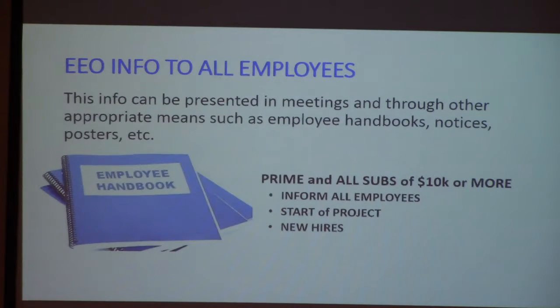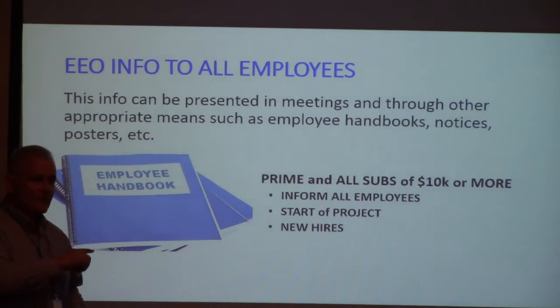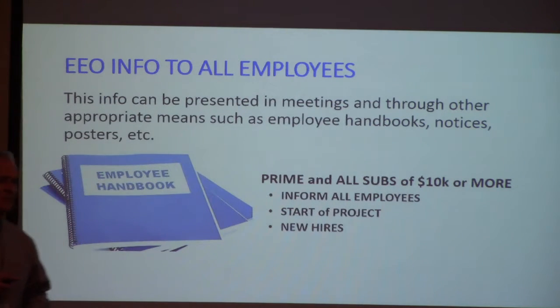It can be through meetings. When and how often should you be holding EEO meetings for your project? At least every 6 months, and then within 30 days of hire for the employee. They should participate in the EEO project specific meeting. We're talking project personnel. Right now I'm talking about every 6 months minimum. It can be more often.